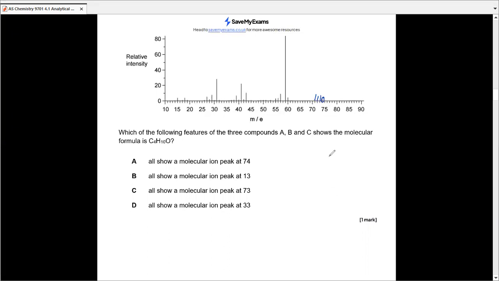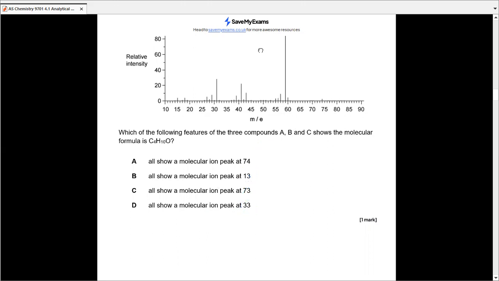Then A. This is a clear hint. Yes, A. You're right. Because they all don't show a molecular peak at 73, not possible. Since there are higher, bigger peaks at 74, the 73 peak would not count. So this is the only answer. That's correct.